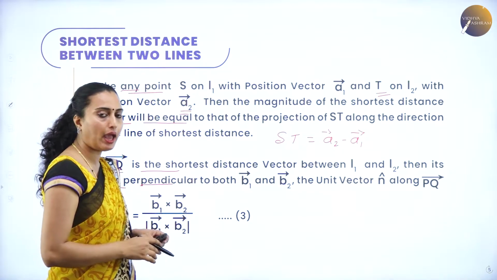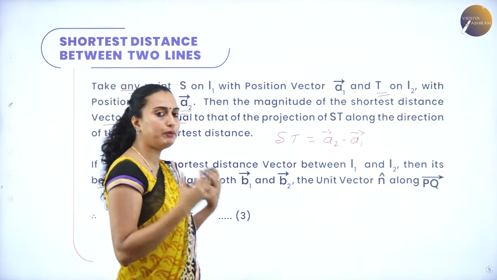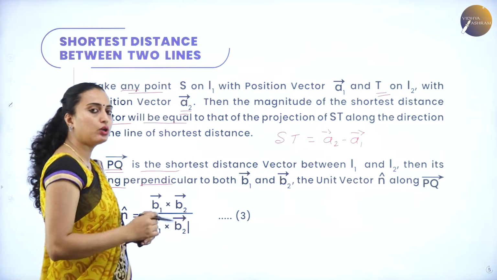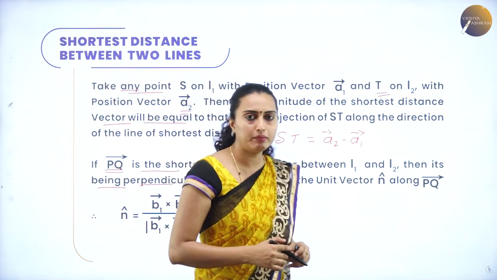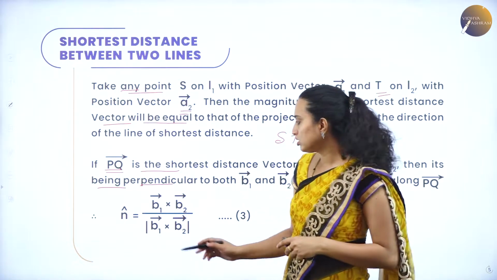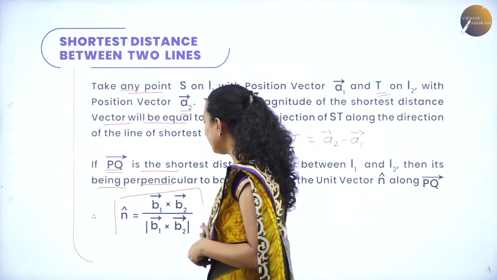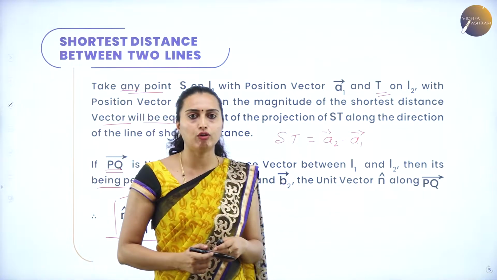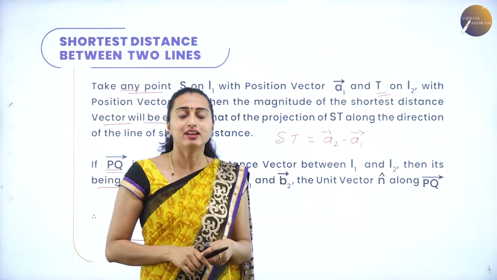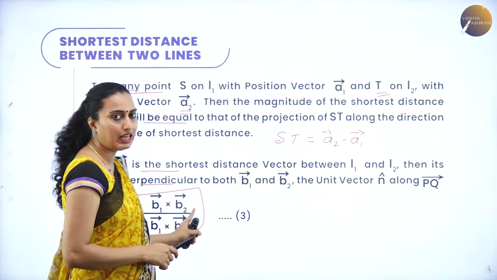So n cap along the PQ, we are going to write n cap will be B1 cross B2 vector divided by magnitude of B1 cross B2. So this is also very important, okay? When we form a line of PQ and we are finding the shortest distance of that, then the unit vector is given by like this.